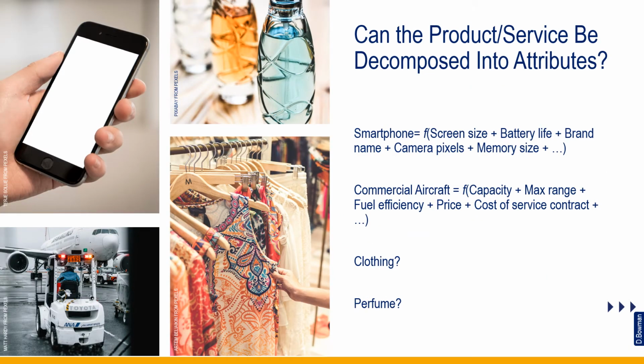Conjoint analysis requires that the product or service can be decomposed into attributes, and respondents can agree on what those attributes mean. It helps if the attributes are engineering specifications. For example, a smartphone can be described by its screen size, battery life, brand name, camera pixels, etc. Hedonic goods and abstract attributes pose challenges.